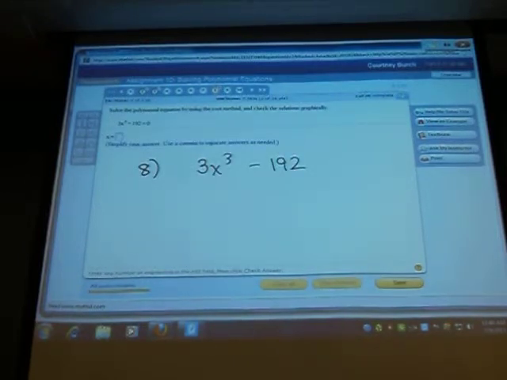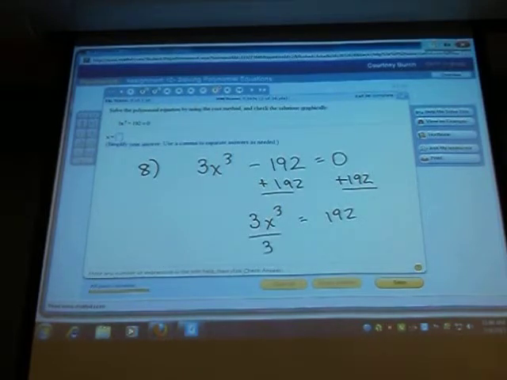Okay, now if we follow the same procedure that I did for our square root problem, what would I need to do here? Add 192. Divide by 3. Okay, 192 divided by 3 would be 64.